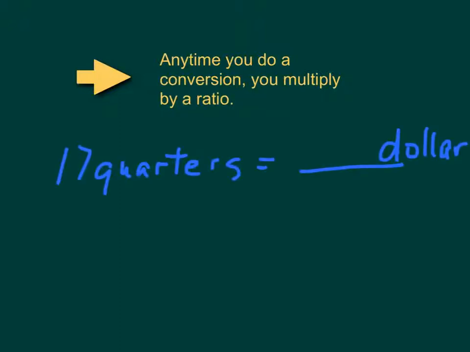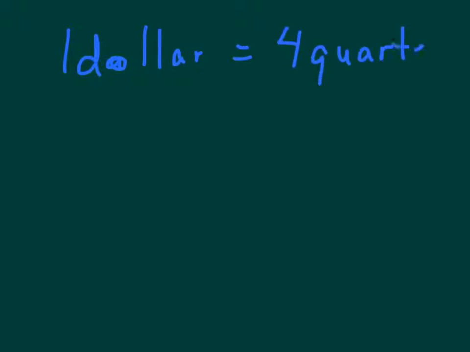For example, if you wanted to change 17 quarters into dollars, how would you go about that? Well, it's pretty much straightforward, and this is the way. You see, we already know something about dollars and quarters. We know that for every $1, there are 4 quarters. This is what we call a conversion factor. You have to have some kind of an equivalent or an equal statement.